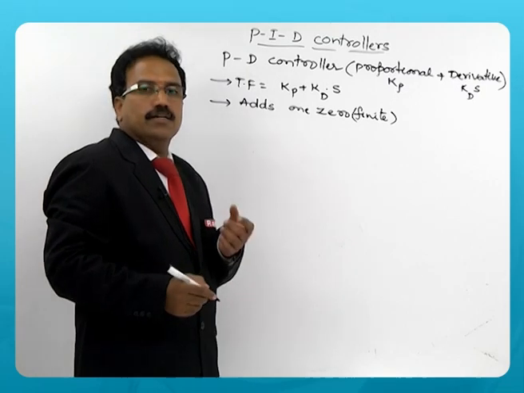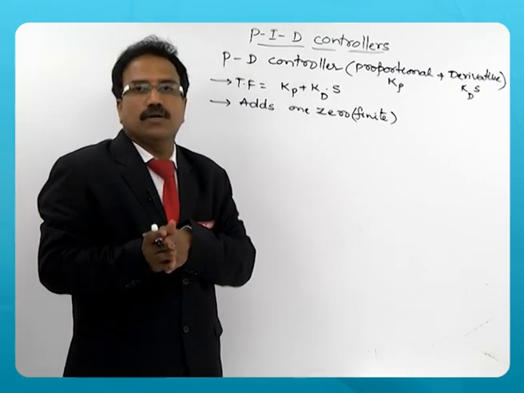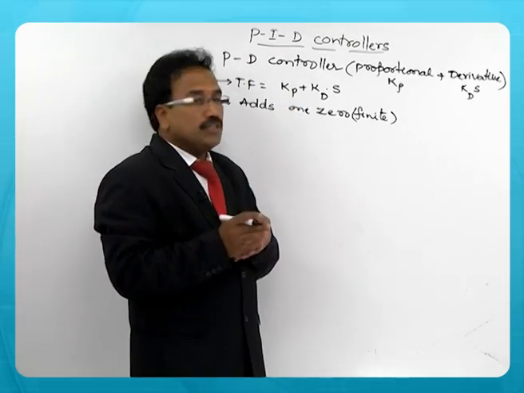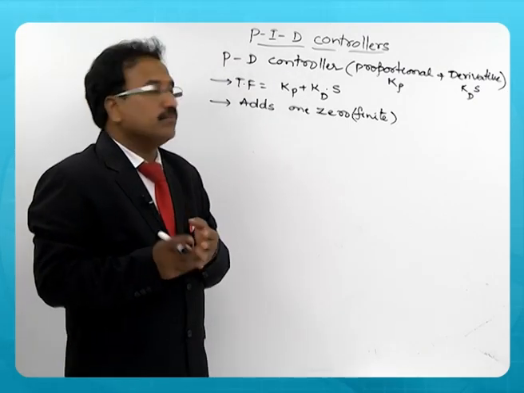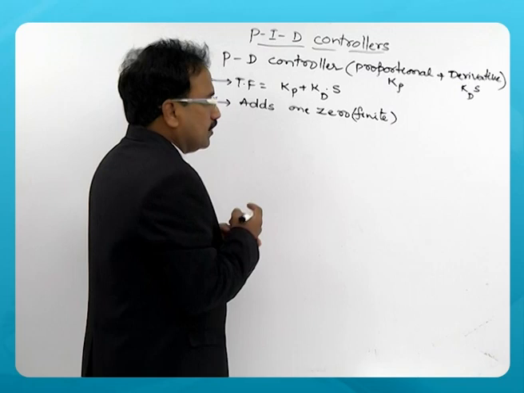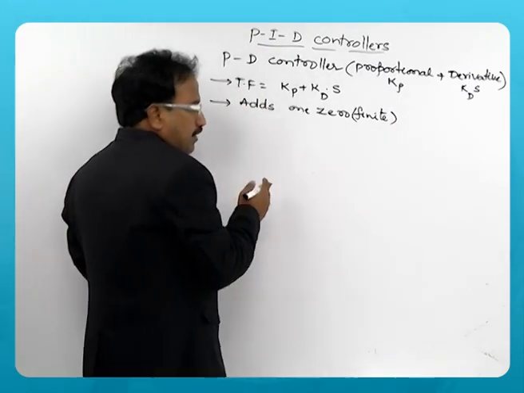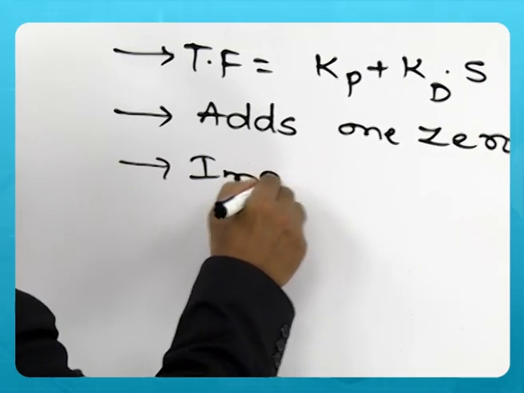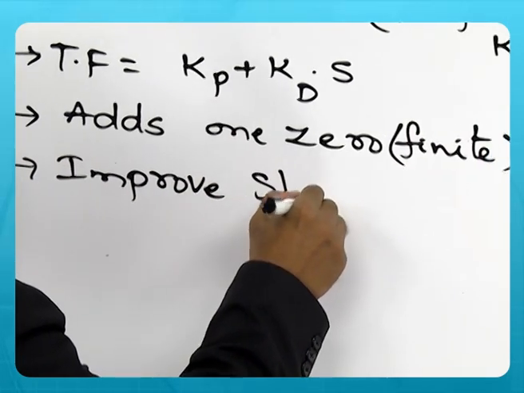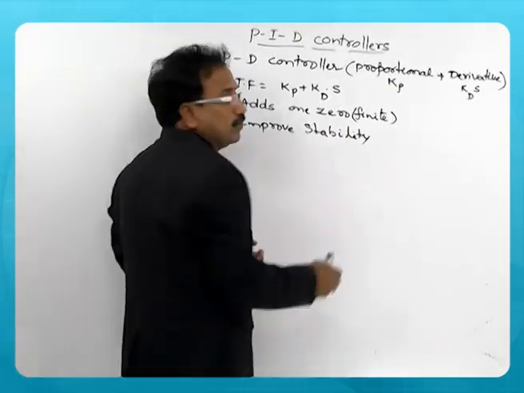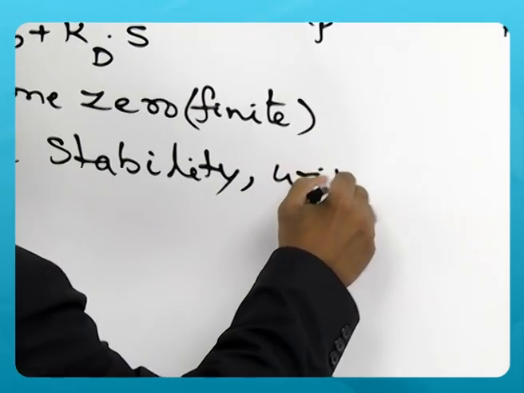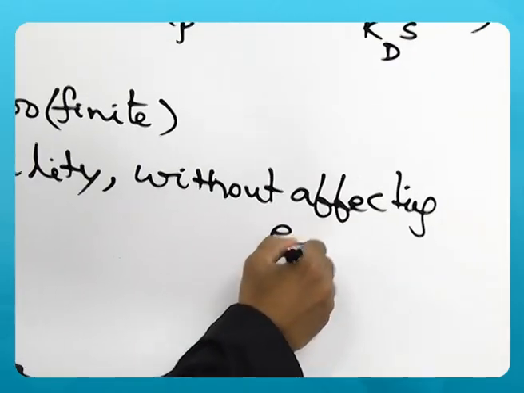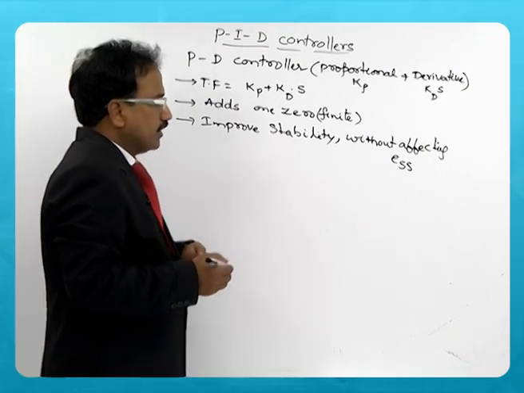Earlier, the derivative controller alone had a zero at the origin. But now, because of the addition of proportional to the derivative, the zero is there in the system but not at the origin, it is a finite zero. So this will be towards the left. The zero is shifted from the origin towards the left, which will improve stability without affecting the steady state error.